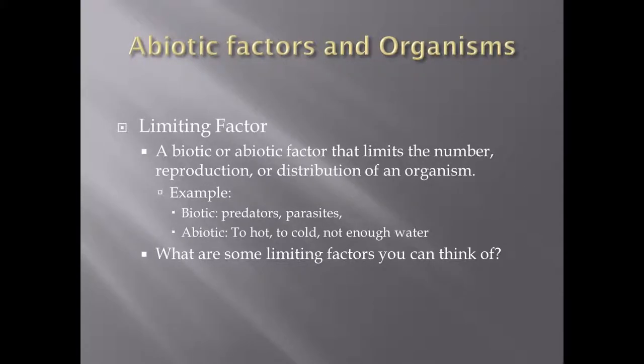The first key idea this chapter introduces is the idea of a limiting factor. A limiting factor is an abiotic or biotic factor that limits the number, reproduction, or distribution of an organism. So, for example, a predator would be a limiting factor because a predator is going to kill animals in the area and is going to limit the number of animals that are possible. A parasite does the exact same thing. A parasite weakens you, it makes it harder for you to find a mate, to find food, things like that. Some of the abiotic limiting factors would be too hot.